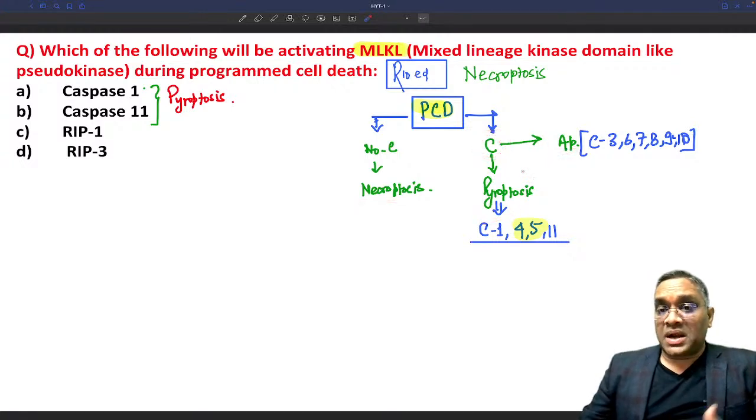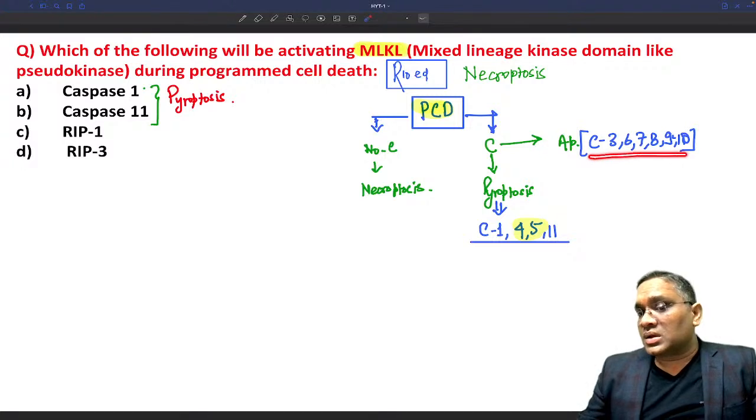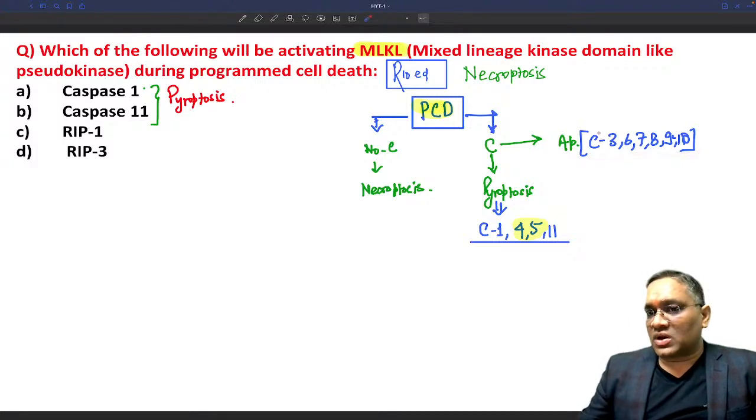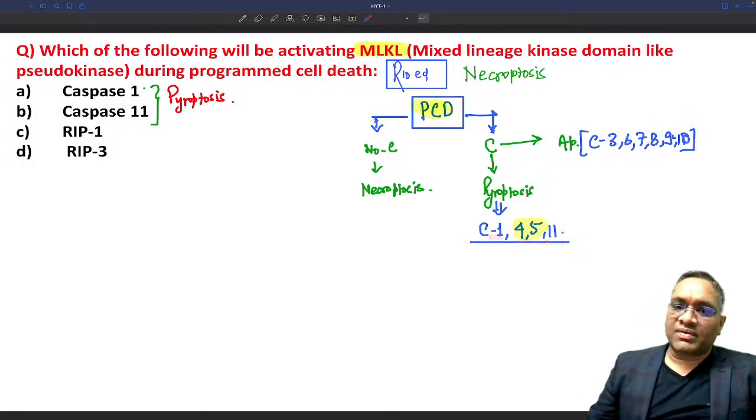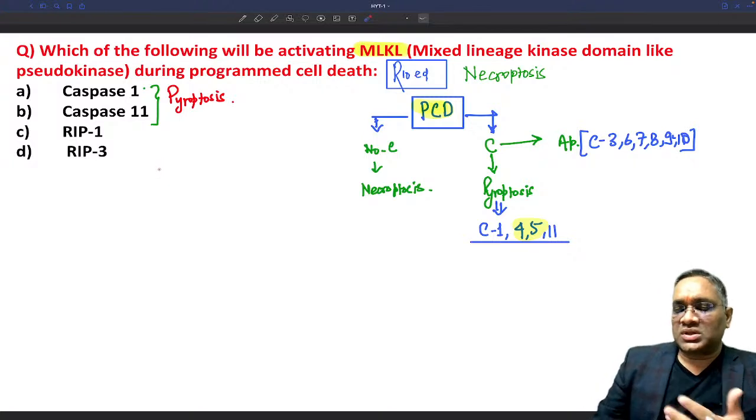So who will discriminate them? It is the nature of caspase. If the caspase is 3, 6, 7, 8, 9, 10, it will be apoptosis. If it is 1, 4, 5 and 11, it will be pyroptosis, right? So now these two things are ruled out.